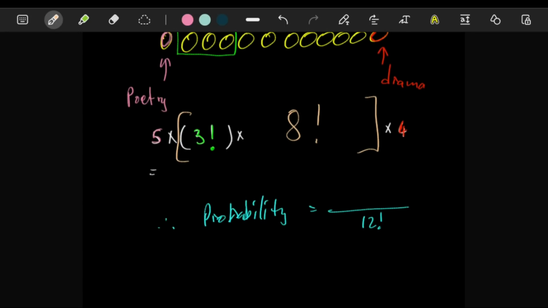5 times 3 factorial times 8 factorial times 4. This is equal to 4 million 838 400. There we go. So you're going to divide this by 12 factorial. That's like 1 over 99. Wow.